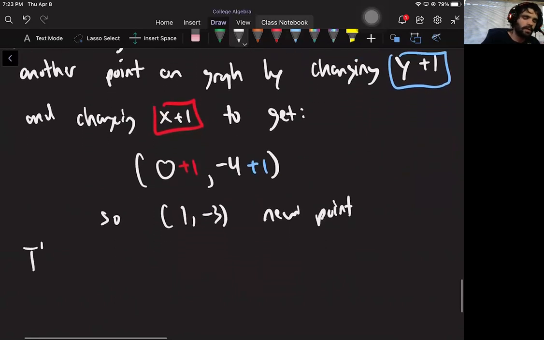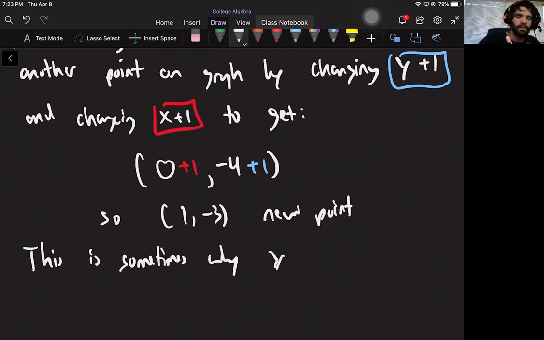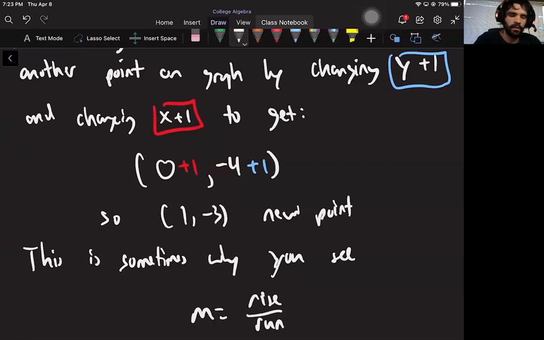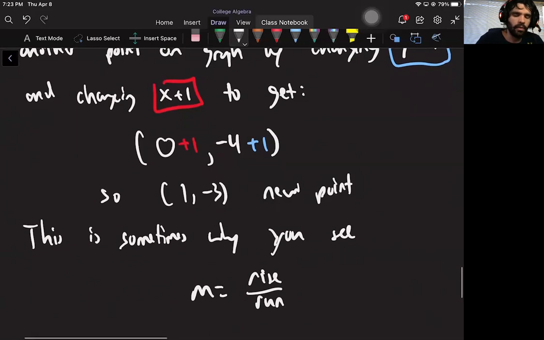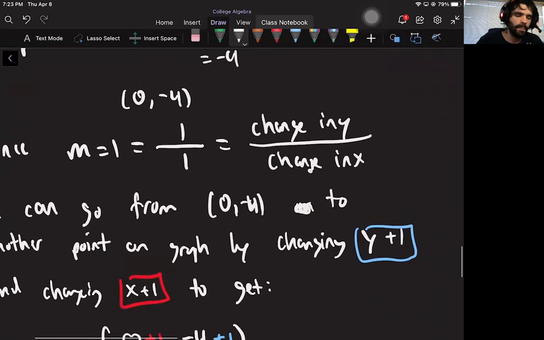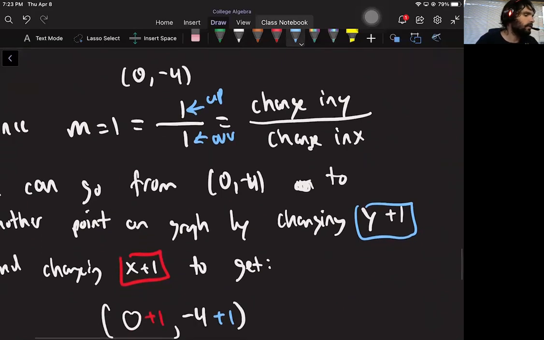This is also why sometimes you see m written as the rise over the run. So you could also say it as for every 1 that the graph goes up, it goes over 1. Same idea. You can think of slope in the same way.